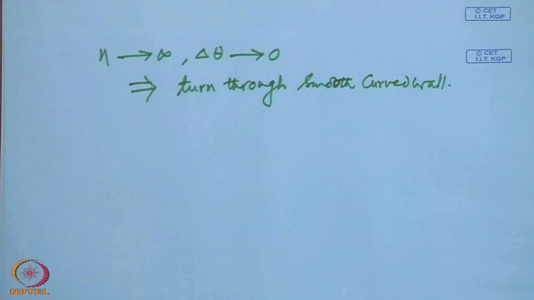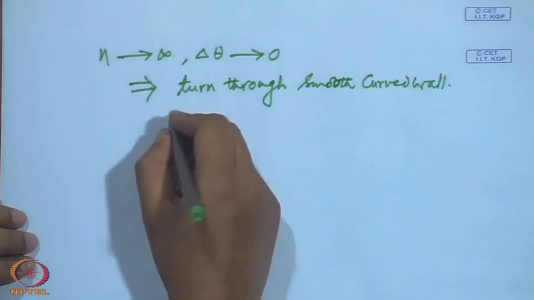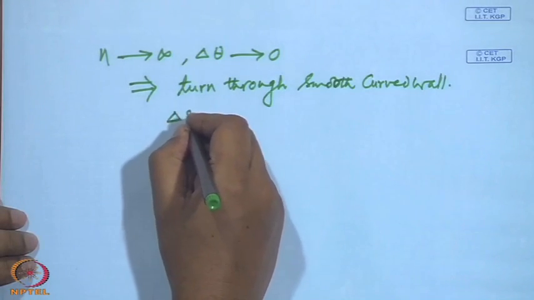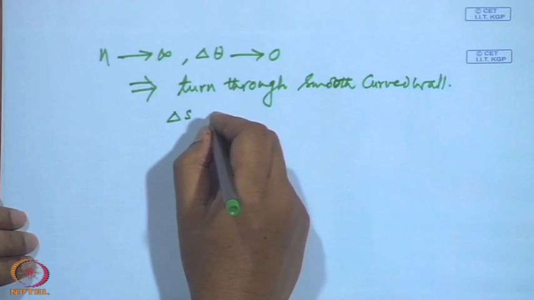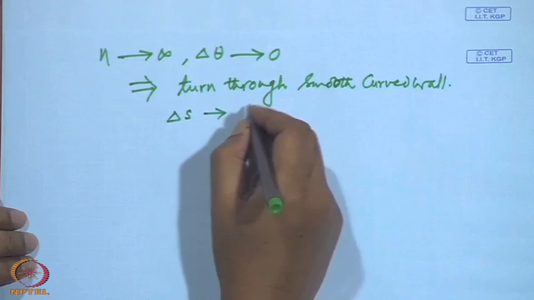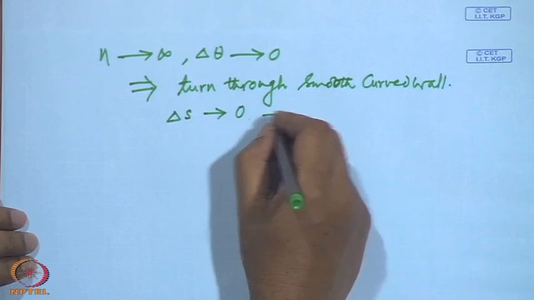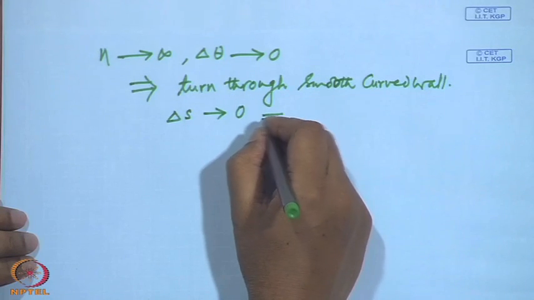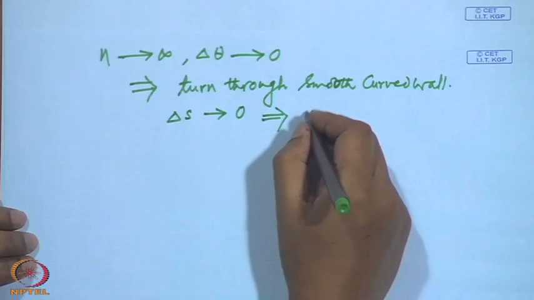And then the change in entropy also tends to 0, that is, the compression is almost isentropic.